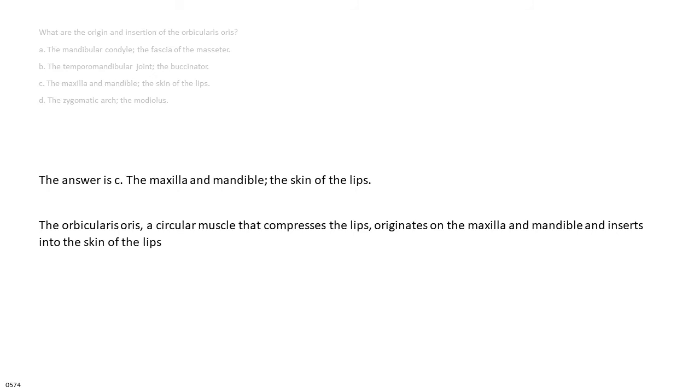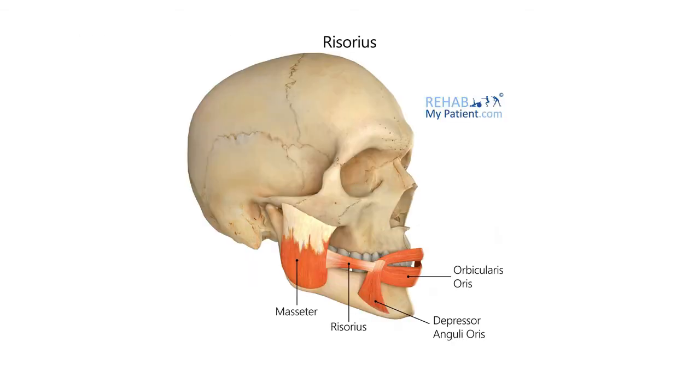The answer is C. The maxilla and mandible, the skin of the lips. The orbicularis oris, a circular muscle that compresses the lips, originates on the maxilla and mandible and inserts into the skin of the lips.